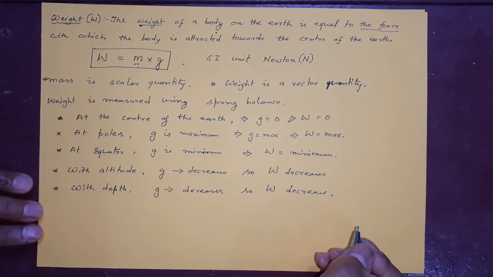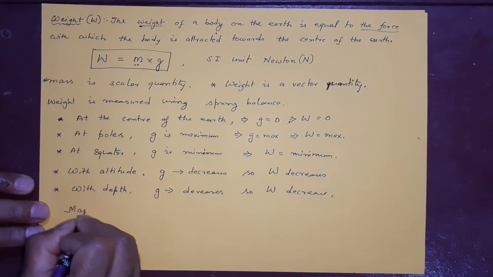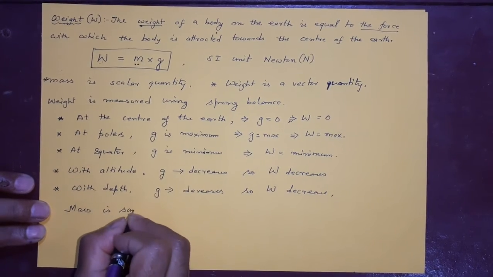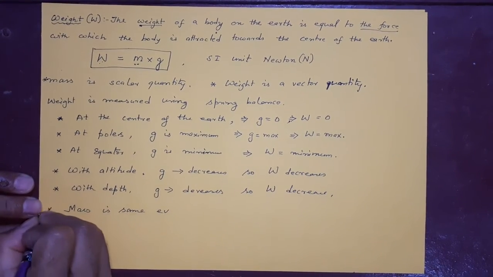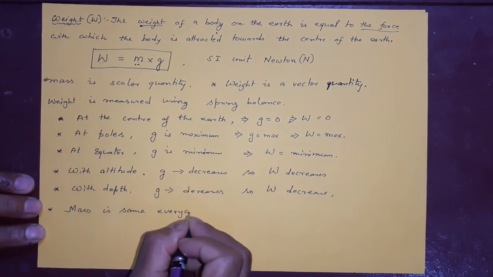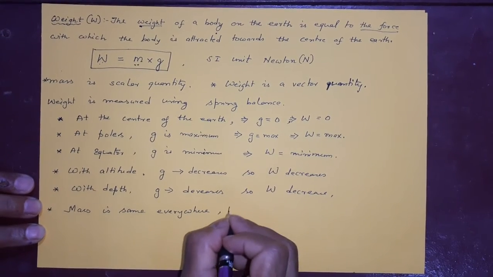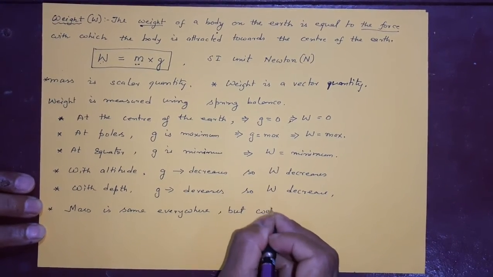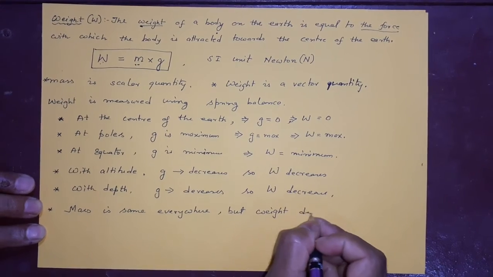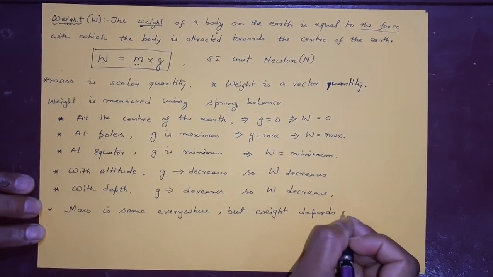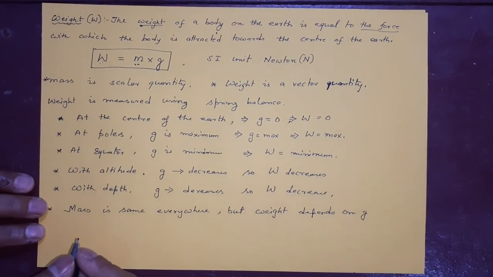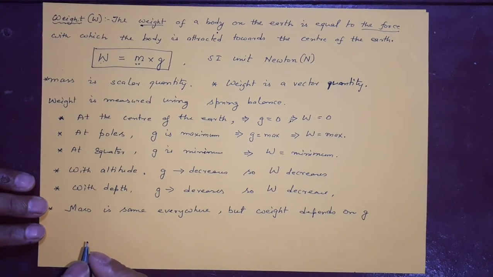Okay, like this there are differences, common differences also, that mass is the same everywhere but weight depends on G, acceleration due to gravity. Okay, SI unit you already know, how it is measured also we know, what is the definition.